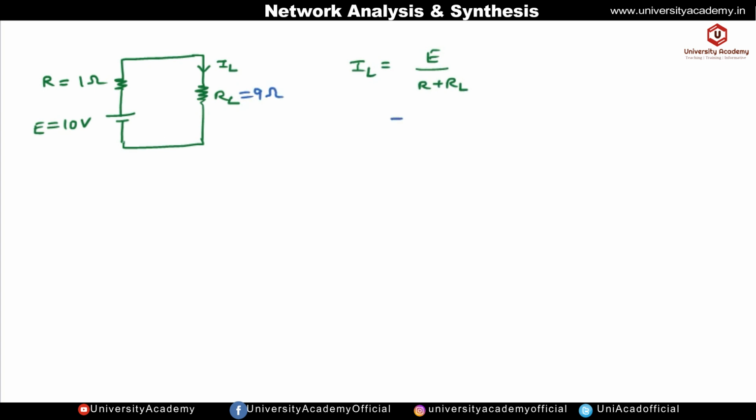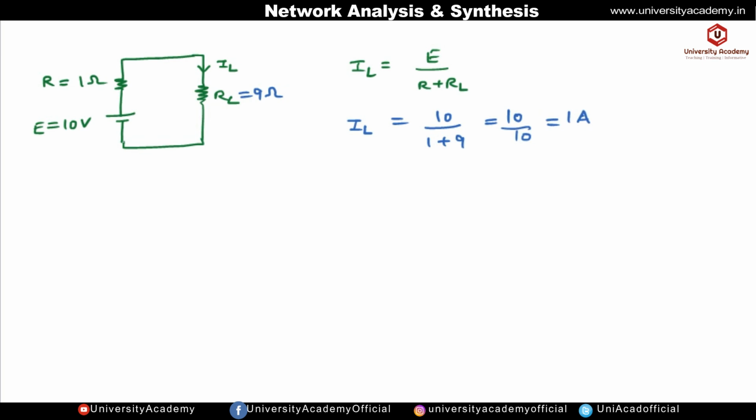Okay, so I is E by R, which is 10 by (1 plus 9). So the load current we are getting is 1 ampere. 10 by 10 is equal to 1 ampere. So this is the load current.